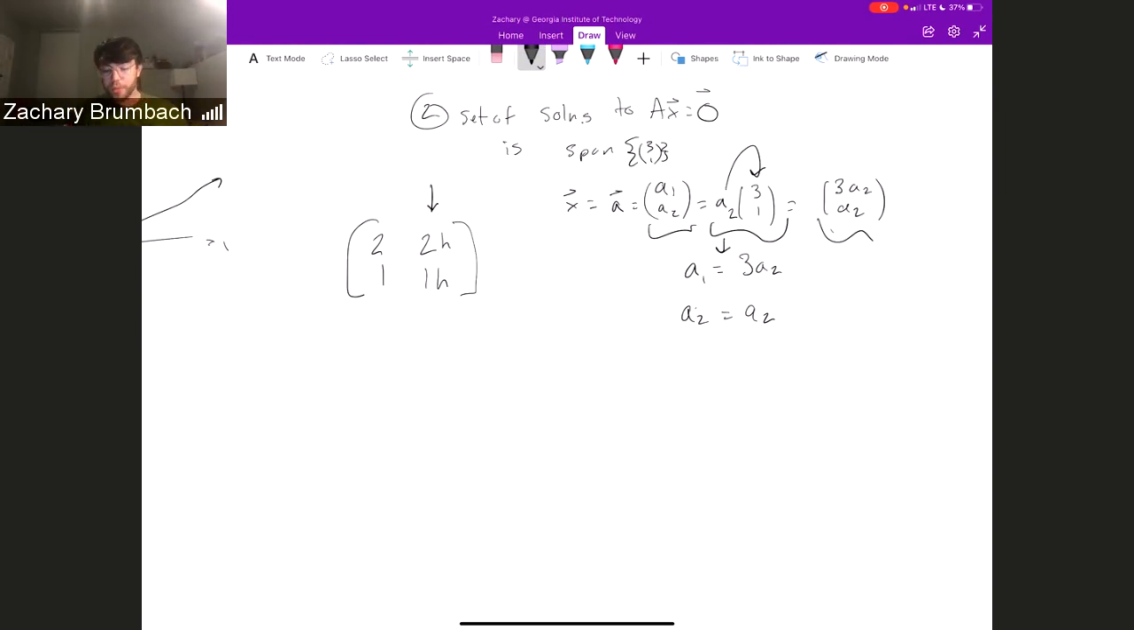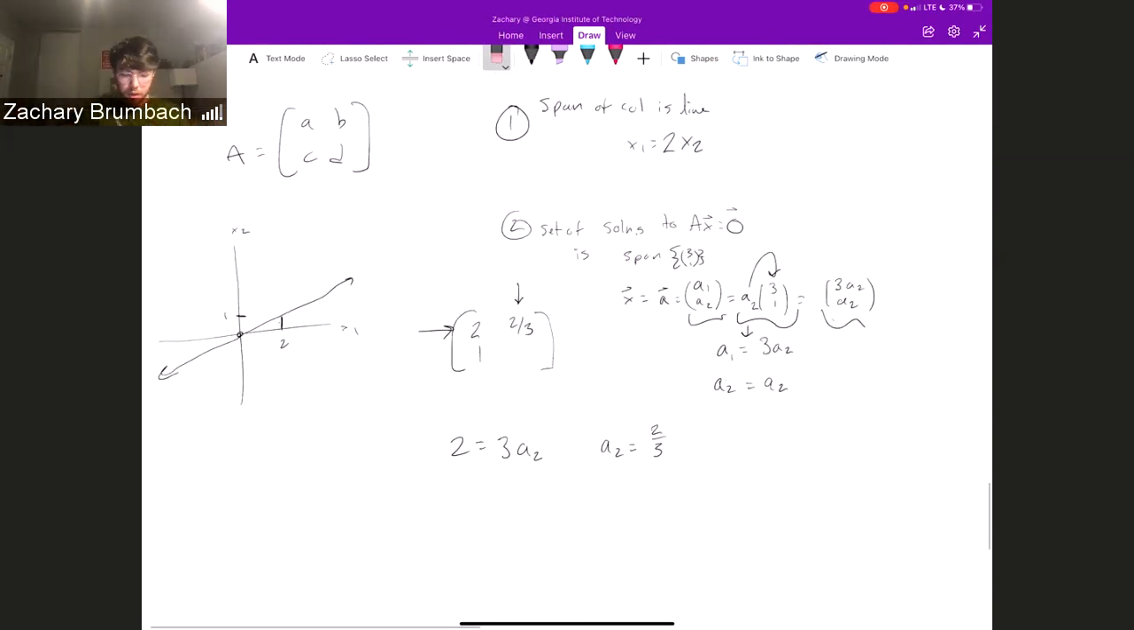A1 equals 3A2. So for this first row here, we have A1 is 2, so we have 2 equals 3A2. What does A2 equal? A2 equals 2/3. So this 2H and 1H just has to be the relation between the two. For it to still match the column, the span itself, this top one has to be this bottom one times 2.